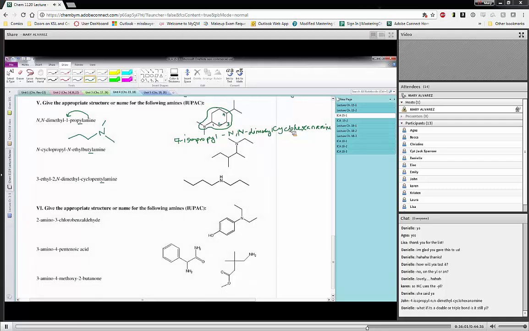Do you guys want me to do any of these other ones from section 5? No, Danielle. In that case, you'd say een or ein. Let's see, second one down on the left, John says N-cyclopropyl and ethylbutylamine. So but 1, 2, 3, 4 with the nitrogen attached. And then the N has a cyclopropyl group and the N has an ethyl group.